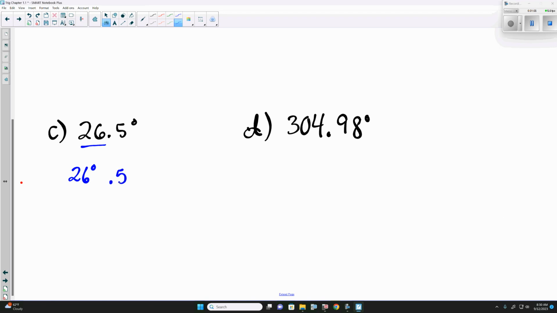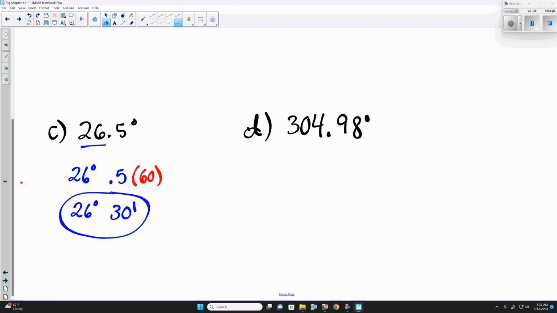And what we're looking at is the 0.5. Because if we want to convert that into minutes, there's actually 60 minutes in a degree. So what we'll do is take that decimal and multiply it by 60, which will tell us that we have 26 degrees, and 0.5 times 60 is 30 minutes.